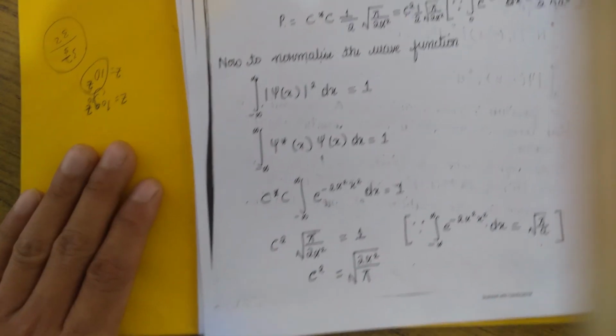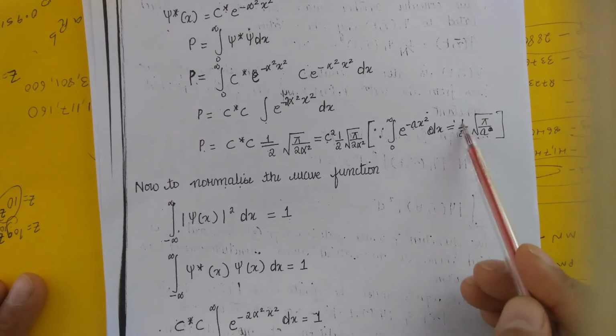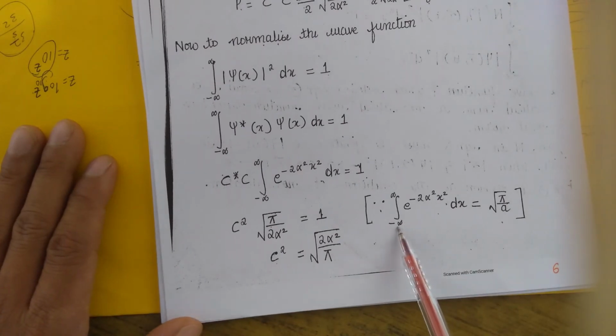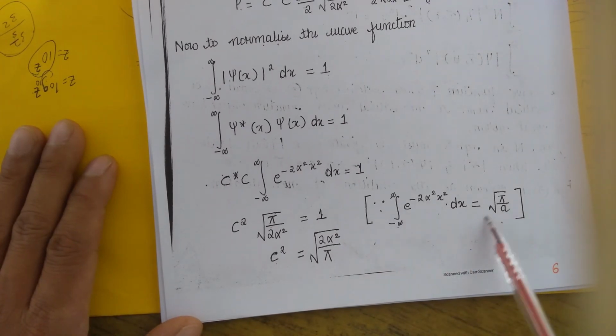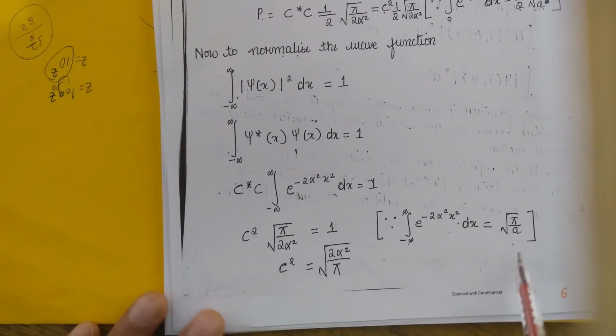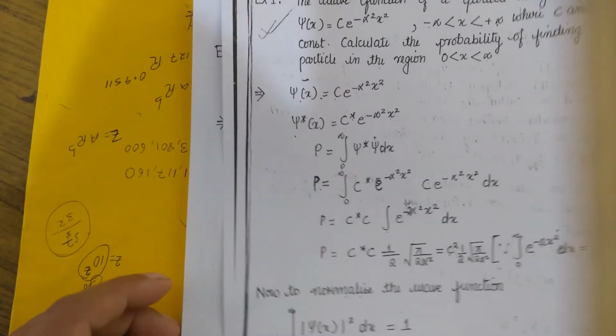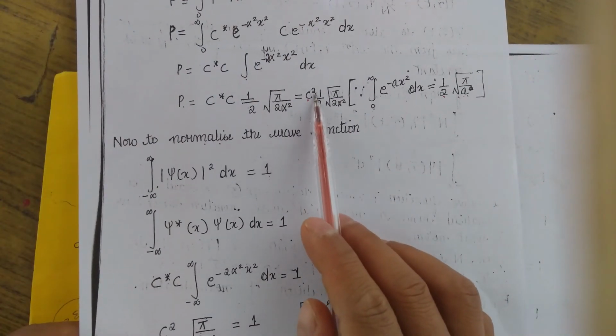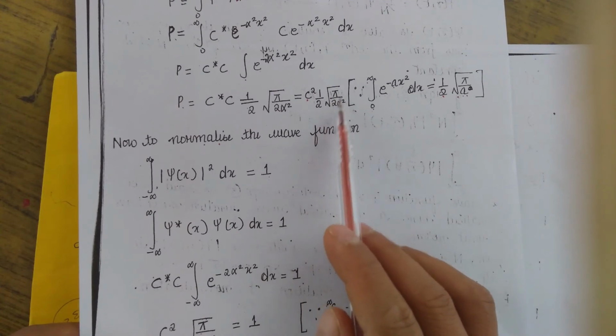In the earlier case, we had a half. Why? Because we were integrating from 0 to infinity. But since we are integrating from minus infinity to infinity, the half term will not be there. By further simplification, we get C square is equal to root over of 2 alpha square by pi. So the probability is given by C square times half root over of pi by 2 alpha square.